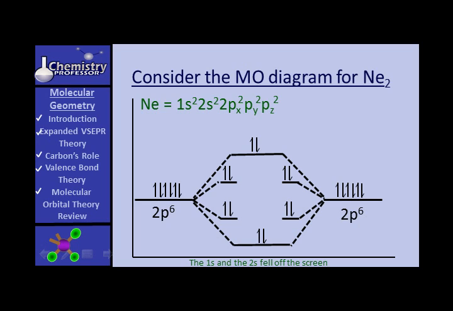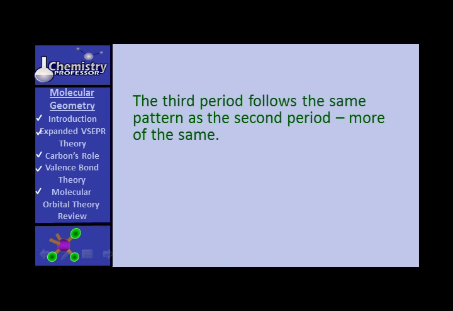Just that easy. Is the neon molecule likely to form? Well, the bond order is 0, so no, the molecule is not likely to form. There's been no positive reason to do that. No net loss of energy. Now, the third period is going to follow the same pattern that the second period does. It's just more of it. You're going to have to use a longer sheet of paper. Or, if you will, you can do it in the shorthand method, but it follows the same pattern.